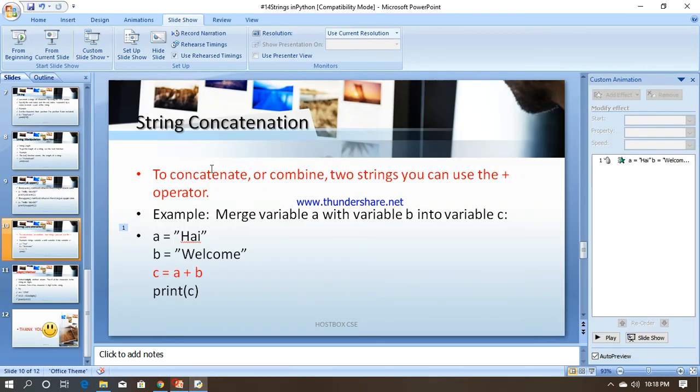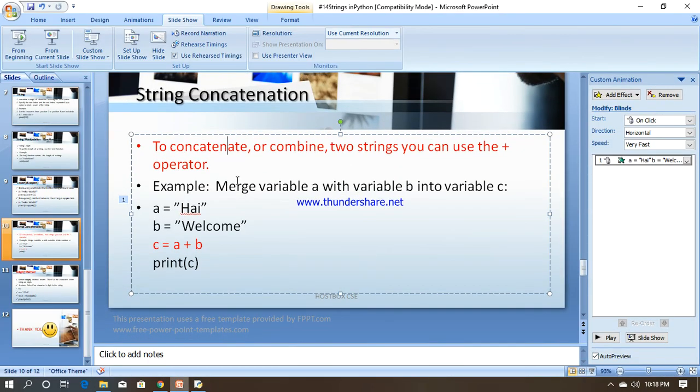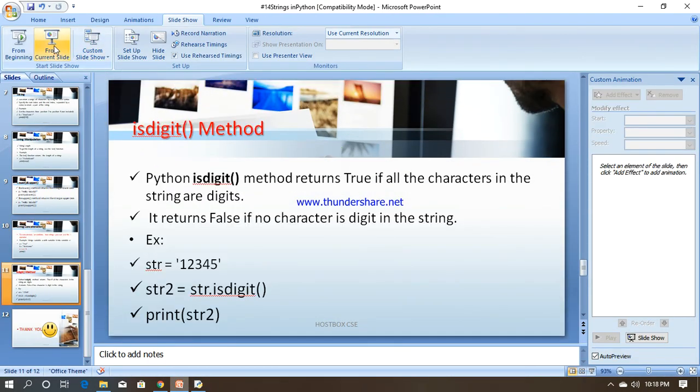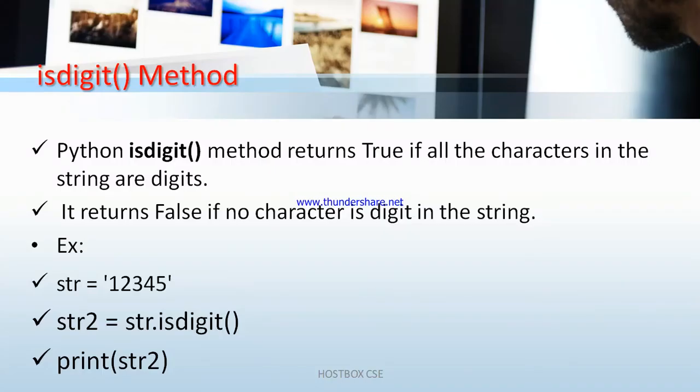At last we see another one called isdigit. The Python isdigit method returns true if all the characters in the string are digits. It returns false if no character in the string is a digit. For example, I have a string called str is equal to 1235. That means all digits. If for example the str has a hi message, what will happen? It will return the result false only.